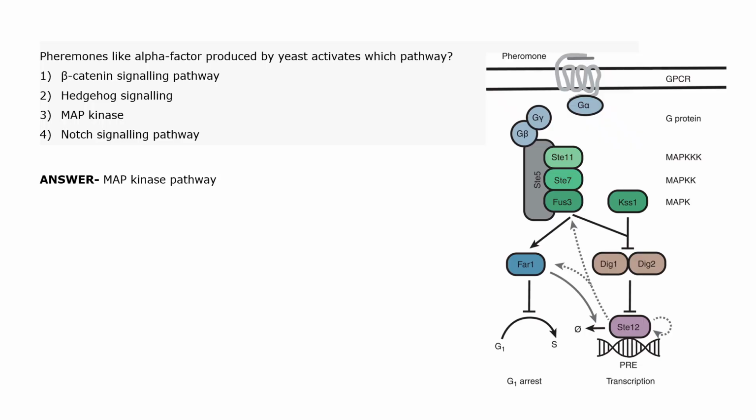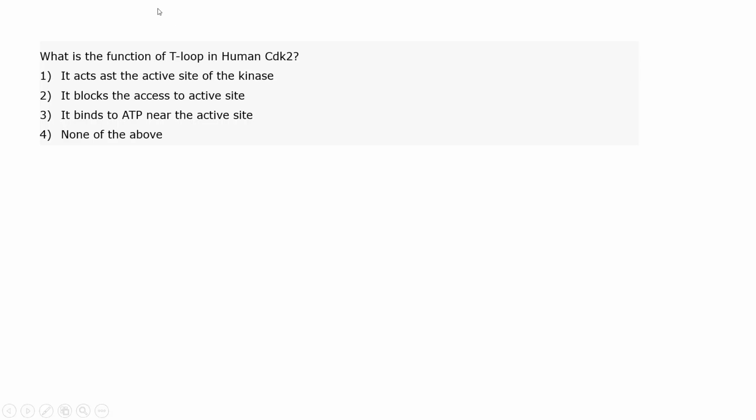Okay, so I think it's clear, right? So I will just move on to the next question. Coming on to the next question. What is the function of a T loop in human CDK2 or cyclin dependent kinase 2? Did anyone ask me something?